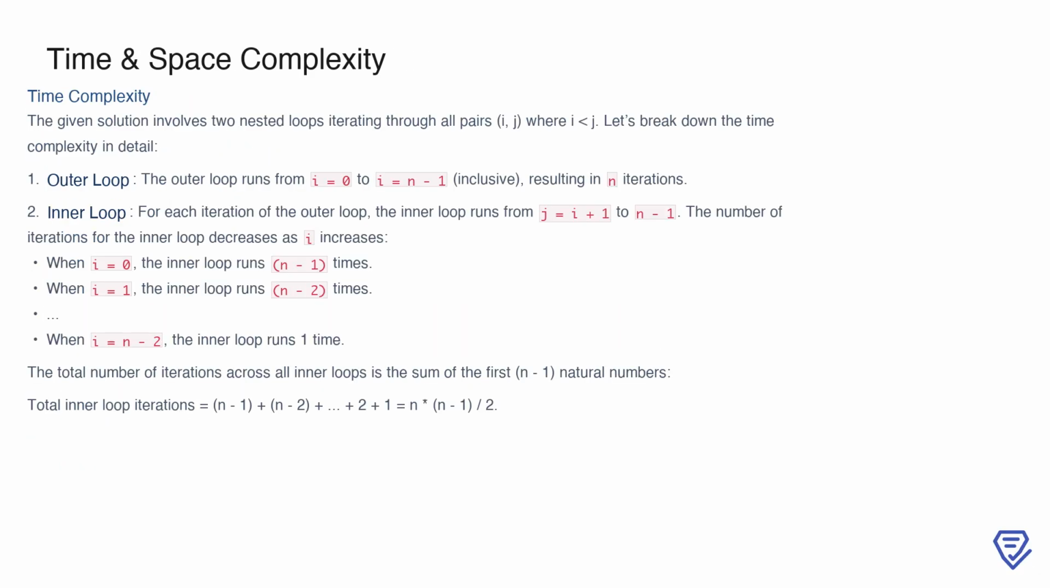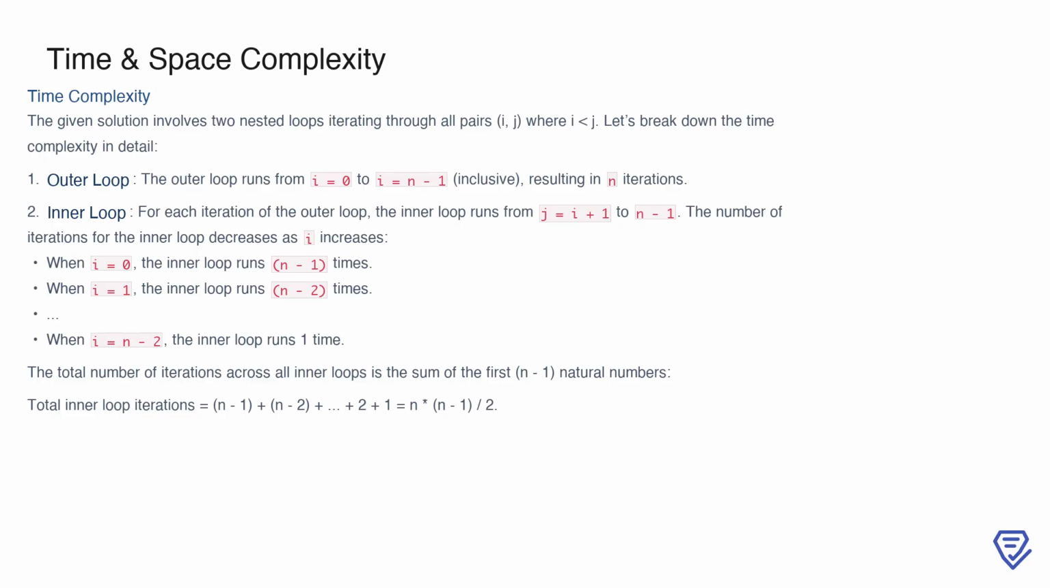To analyze the time complexity of the solution, we start by breaking down the nested loop structure. The outer loop iterates from i equals 0 to i equals n-1, giving us n iterations in total. Inside this outer loop, there is an inner loop that begins at j equals i plus 1 and runs until j equals n-1. This means the number of iterations for the inner loop decreases as i increases.